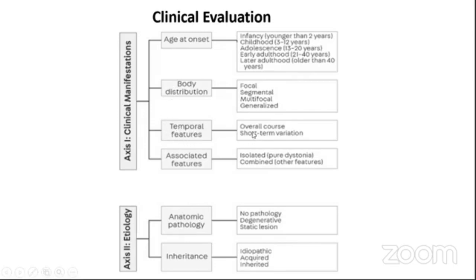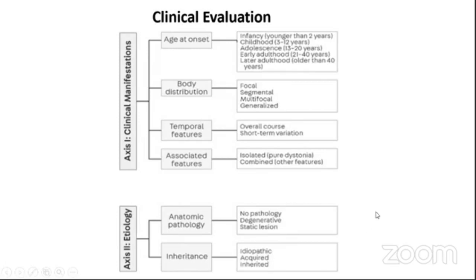Temporal features: overall course, how many days it occurs, short-term variation, is there any variation? Associated features are very important. Sometimes dystonia is purely dystonia, with no other clinical manifestations, but sometimes dystonia is associated with other clinical manifestations. This will help to identify the underlying causes. To know the underlying etiology, there may be no pathology, degenerative pathology, or some static lesions may be present. It may be idiopathic, acquired, or inherited; many dystonias are inherited.